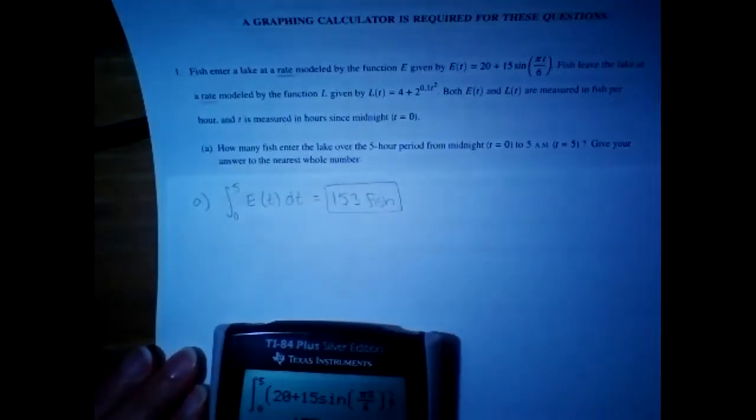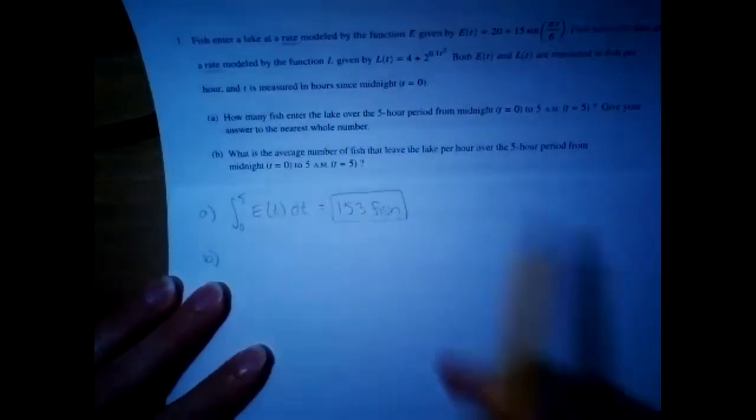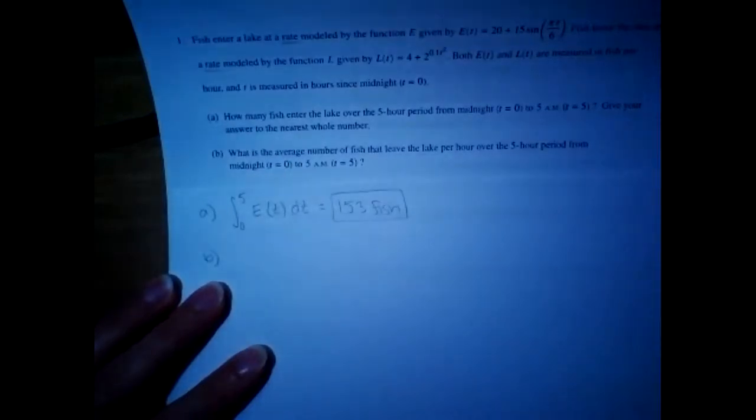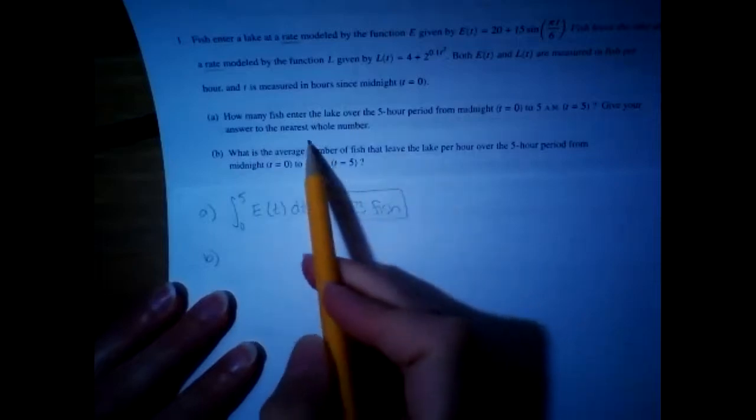All right, so not bad for part A. All right, letter B. What is the average number of fish that leave the lake per hour over the 5-hour period from 0 to 5? All right, so this time we're doing the leaving function, and it says average.